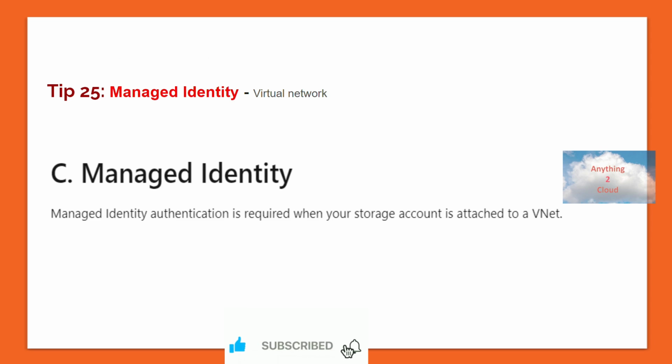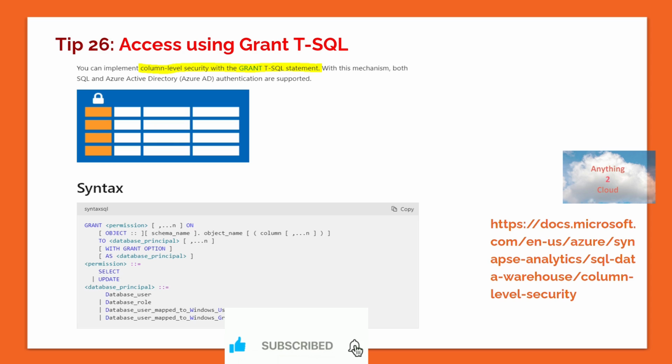The next step is on managed identity. Managed identity authentication is required when your storage account is attached to a VNet, virtual network. The next step is on column level security access using GRANT SQL. You can implement column level security with the GRANT SQL statement, and you can see the syntax in the slide.